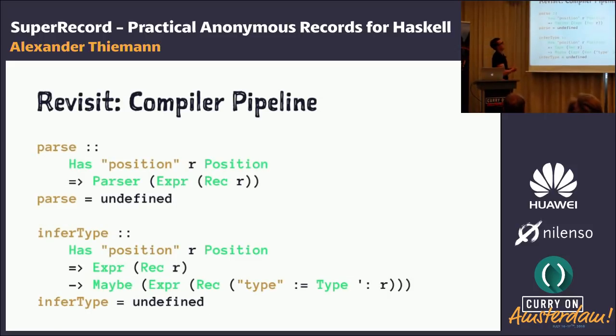So if you revisit our pipeline as I presented earlier, now you can say in your parse function, well, this is a parser that returns something that has at least a position, right? Or if you have the type inferencer, you say, okay, I require that the record has a position, and I give you back something that has everything that you gave me, plus I will insert a new thing into it, which is the type thing mapped of type, right? So you're talking more abstract. You're talking about what the shape of it is, but not what it actually is.